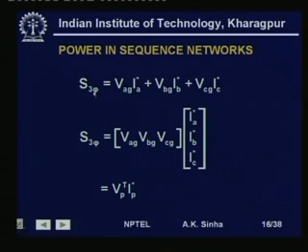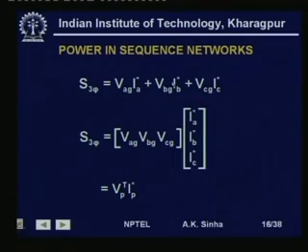Now, we will talk about how to compute power in terms of sequence quantities. So, power in sequence networks can be written. Now, 3 phase power can be written as VA into Ia conjugate, where we are writing this VA in terms of voltage from phase A to ground or neutral, that is the phase voltage. So, VAg into Ia conjugate plus VBg into Ib conjugate, because we have seen earlier that P plus jQ is given by V I conjugate.